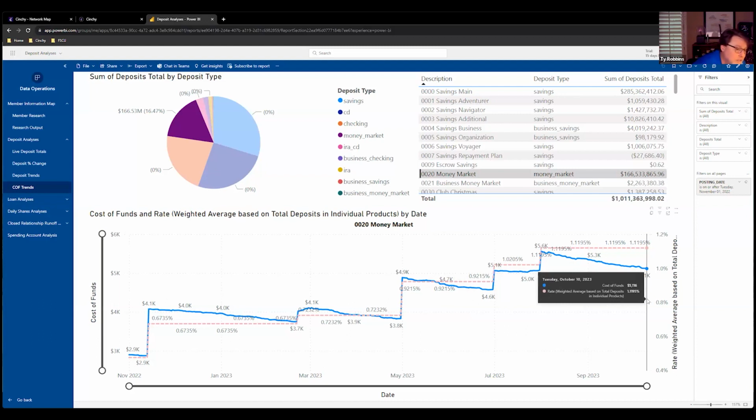That pays for Cinchy over the course of a year. One decision, one piece of data, Cinchy paid for itself. We're not asking you to rip and replace.